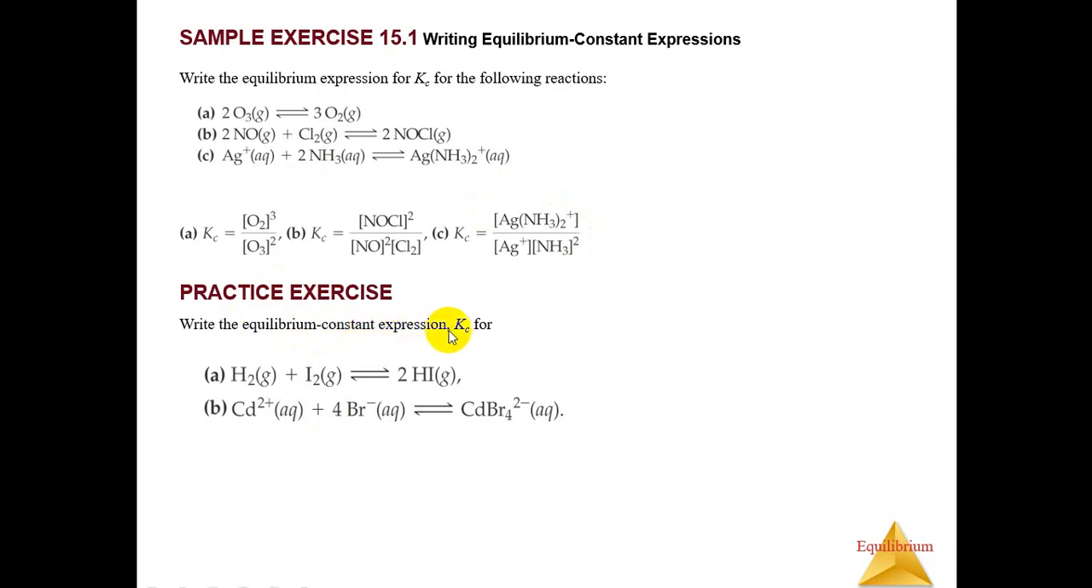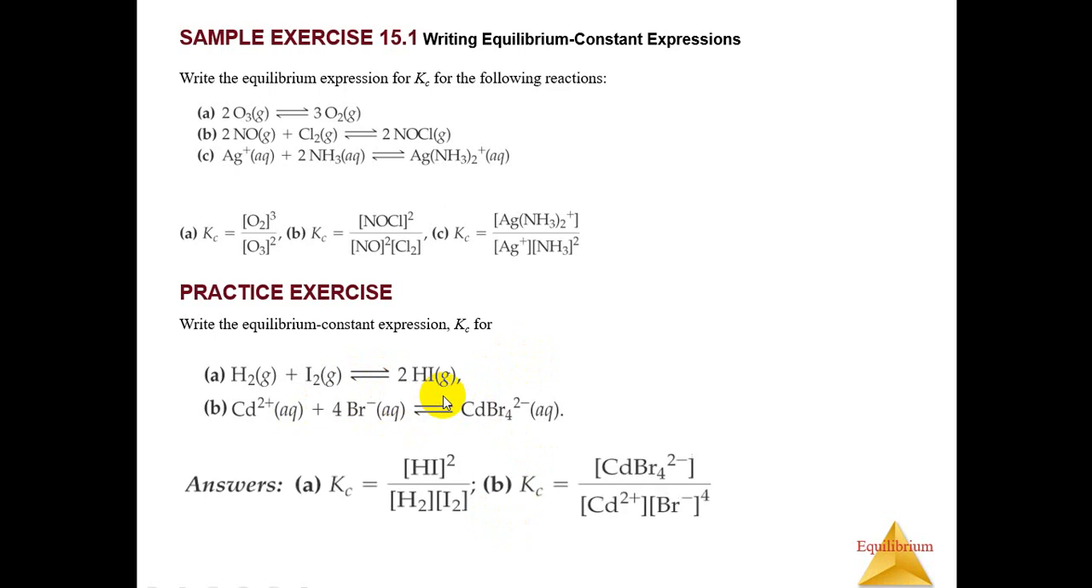Write the equilibrium constant expression Kc for H2 gas plus iodine gas, forward reaction, backward reaction, 2 hydrogen iodide. Then we have Cd2+ aqueous. So note the state of matter. They should be the same, gas, liquid, whatever, the same, before you can compute the equilibrium expression. So here we have another reaction. Let's go and see the solution.